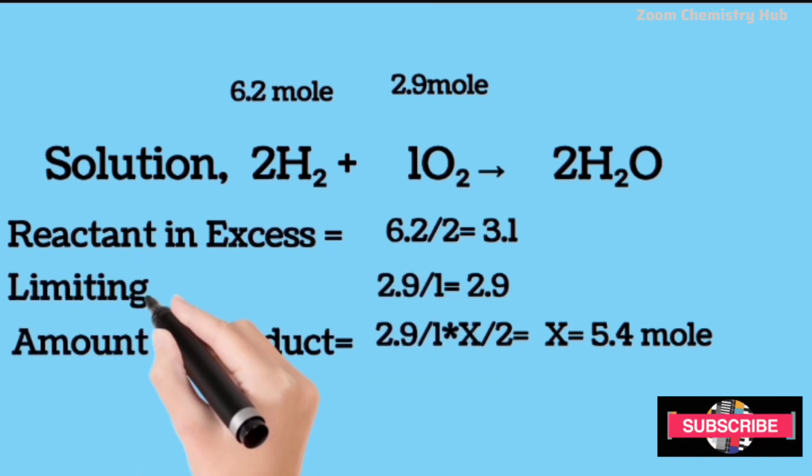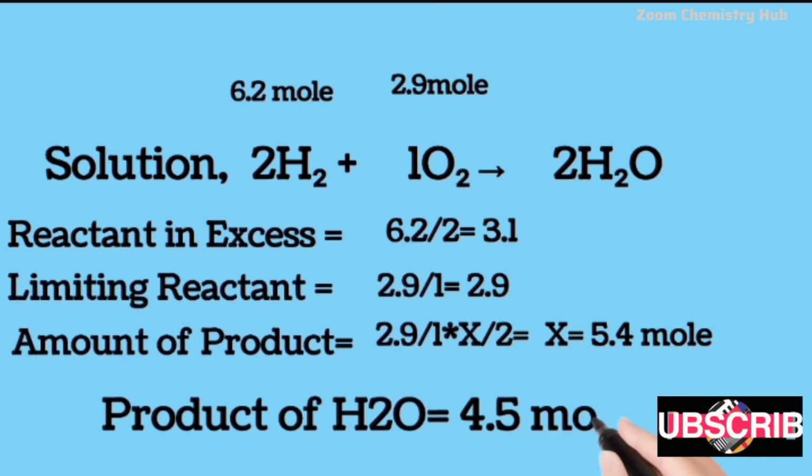moles of hydrogen and oxygen, that is the number of moles of hydrogen are 6.2 and the number of moles of oxygen are 2.9. So first we calculate the limiting reactant and excess, then we will find the amount of product. And first we will write here the number of moles of hydrogen, that is 6.2, and the number of oxygen are 2.9.